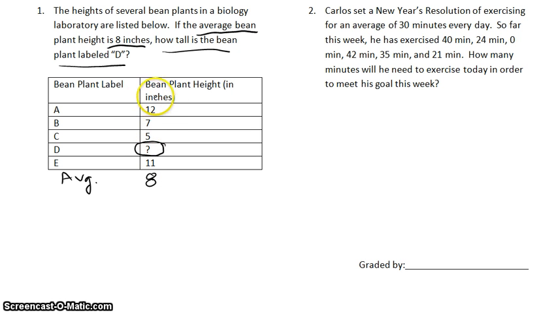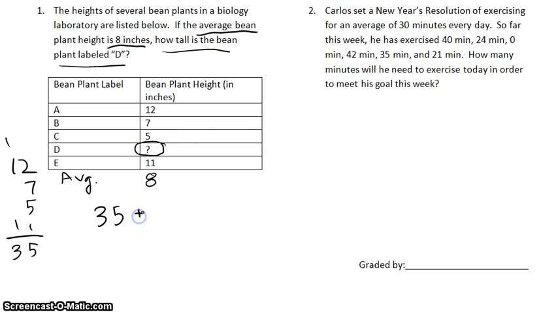So I'm going to go ahead and add up the numbers that I do have. So let's add up 12 plus 7 plus 5 plus 11. That gives me 6, 13, and 15. So I have 35. So I know that these 4 bean plants, the sum of their heights is 35.